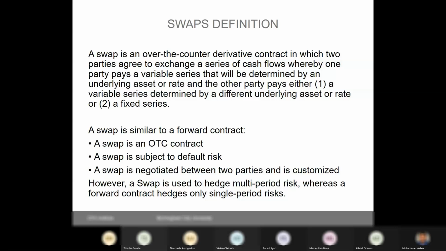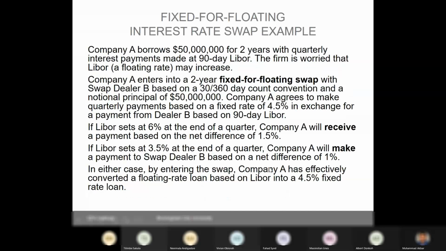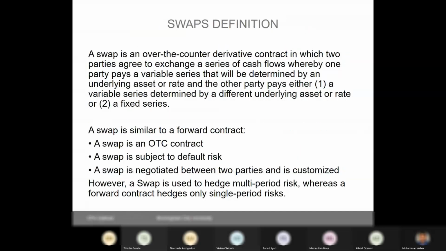We can have an exchange of foreign currency where we are exchanging one currency for another currency. And then we can have an equity swap where we are exchanging the rate of return earned on an equity security against a fixed income security or a fixed rate. So again, swaps are OTC contracts. They are customizable. They are not traded on any exchanges.